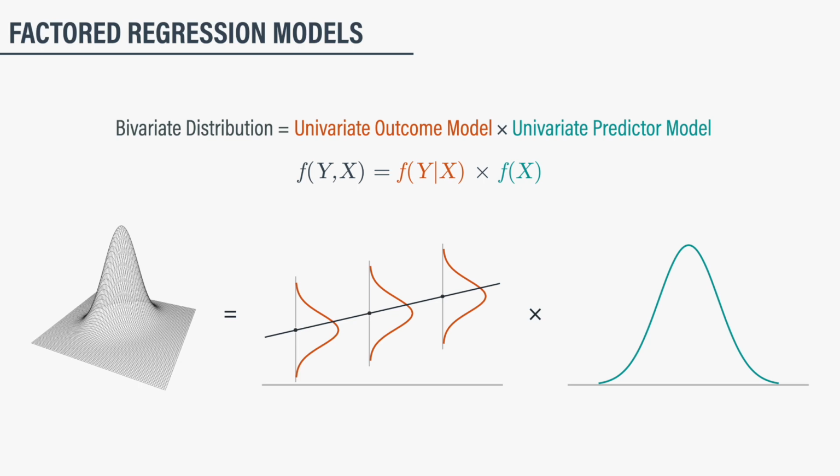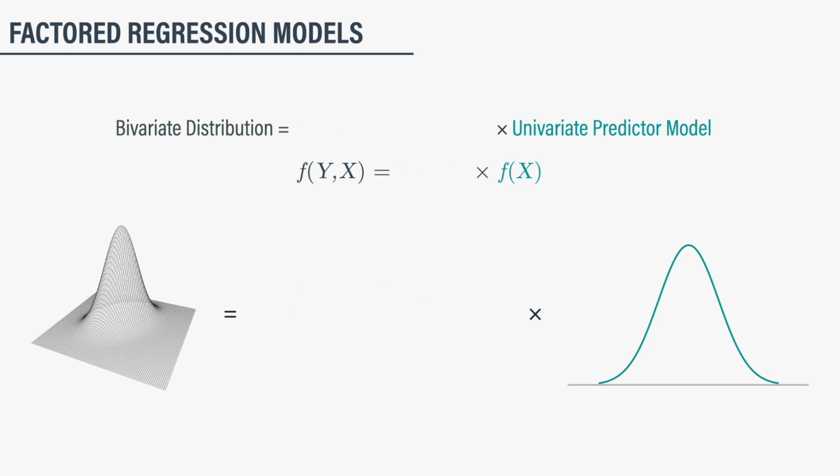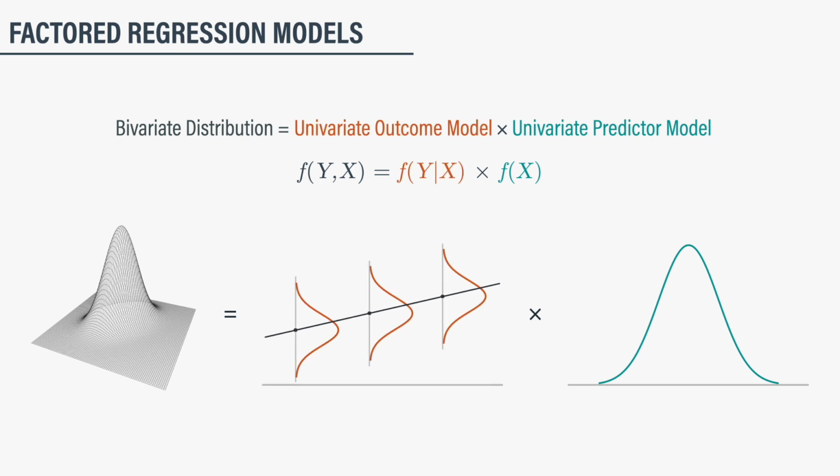The middle panel is a regression where y is predicted by x, and the normal curves are the conditional distributions of y at 3 different values of the predictor. The symbolic notation has y given x inside the function. Finally, the rightmost panel is a univariate normal distribution for x stemming from an empty regression model. The symbolic notation is just f of x.